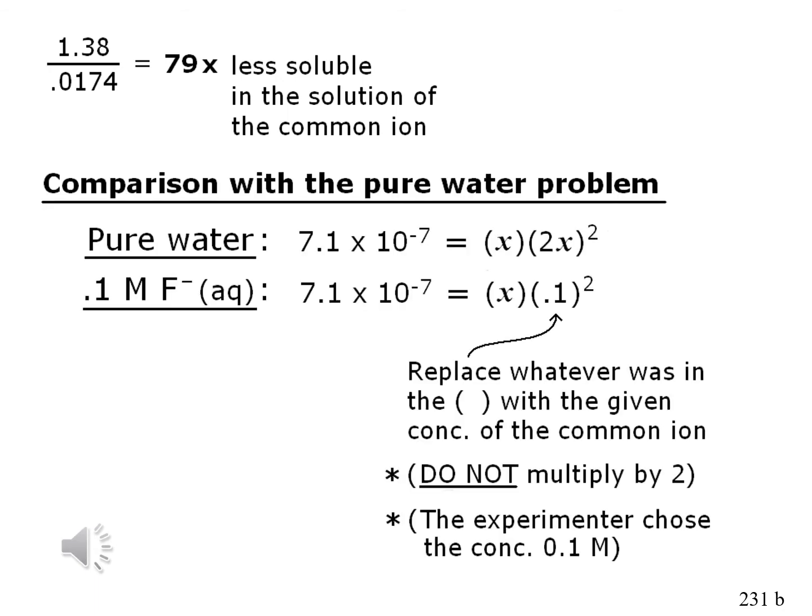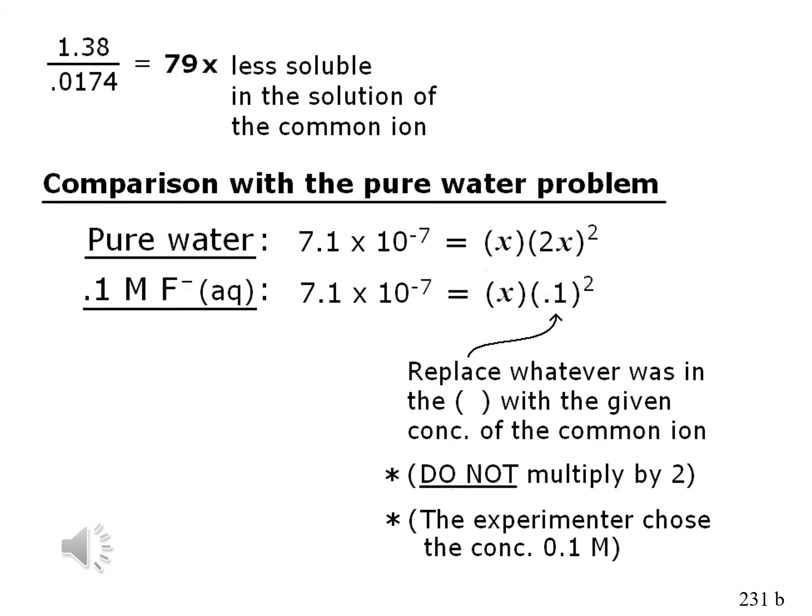When you do these problems, you don't actually have to write the ice table if you know what to do, because as I showed here, if you start by setting up the pure water case with the x's in both parentheses, all you have to do when you do a common ion problem is to take the amount of the common ion, cross out what's in the parenthesis for that ion, and plug in the concentration that you're given, and then solve for x.